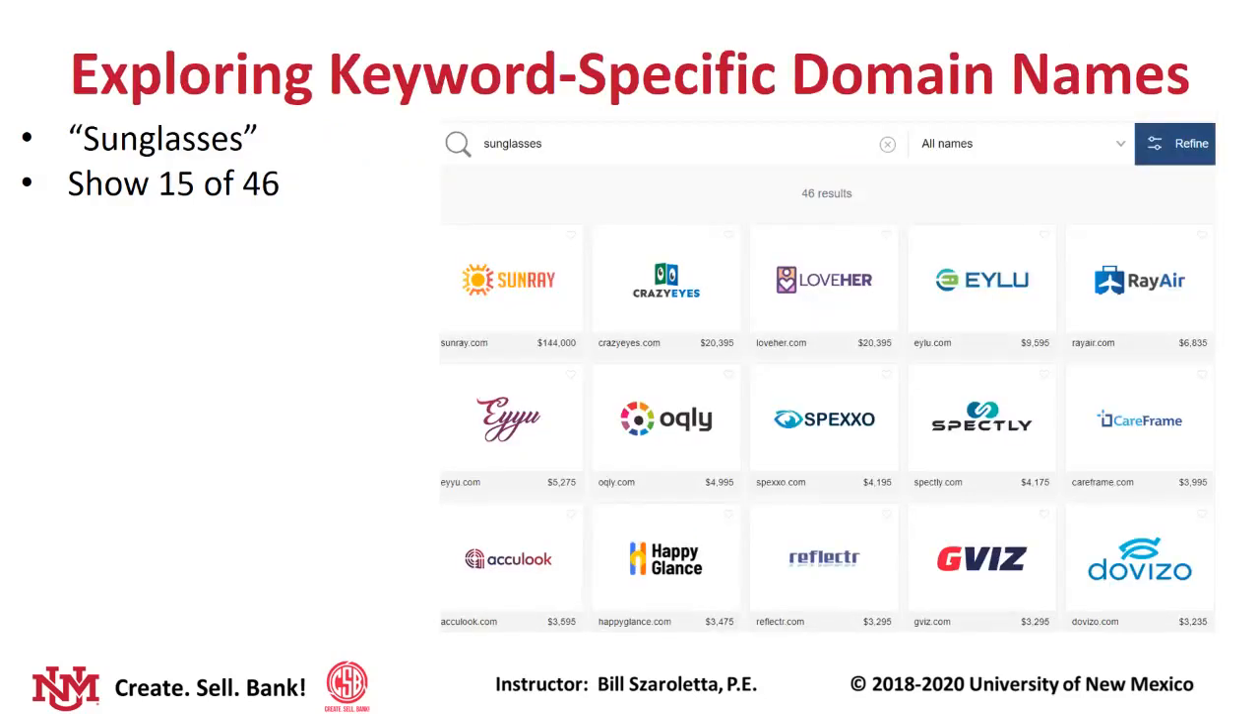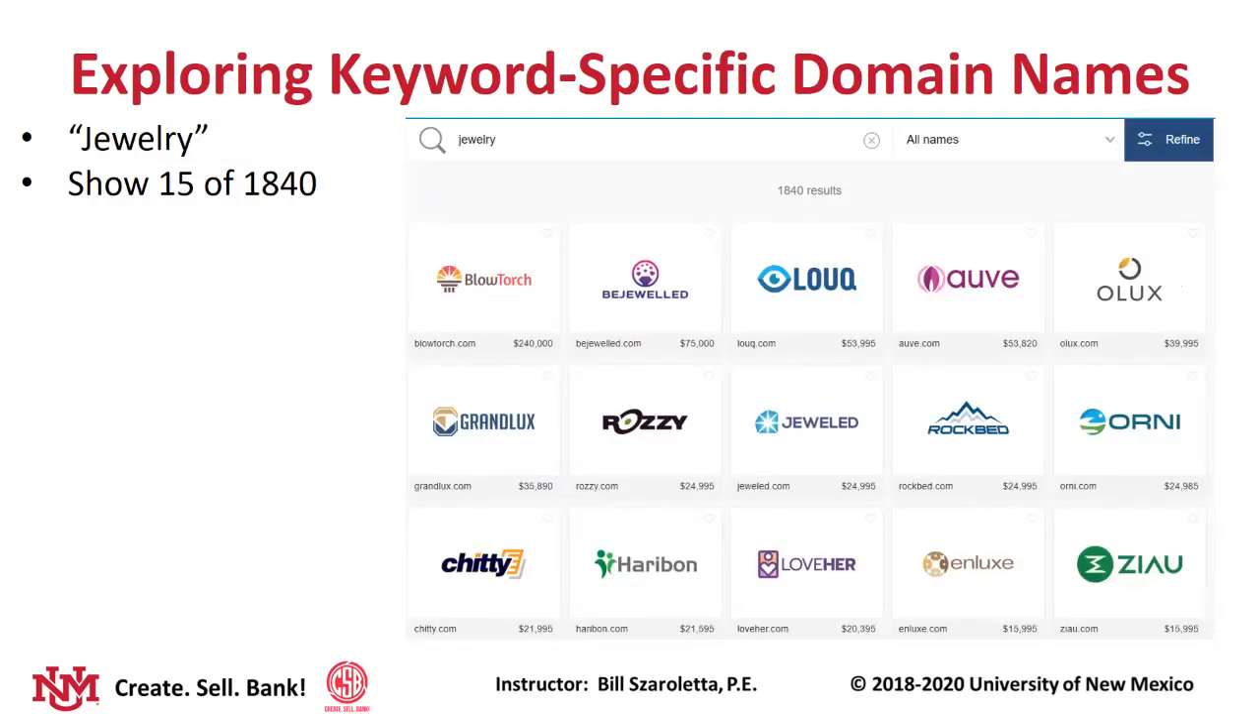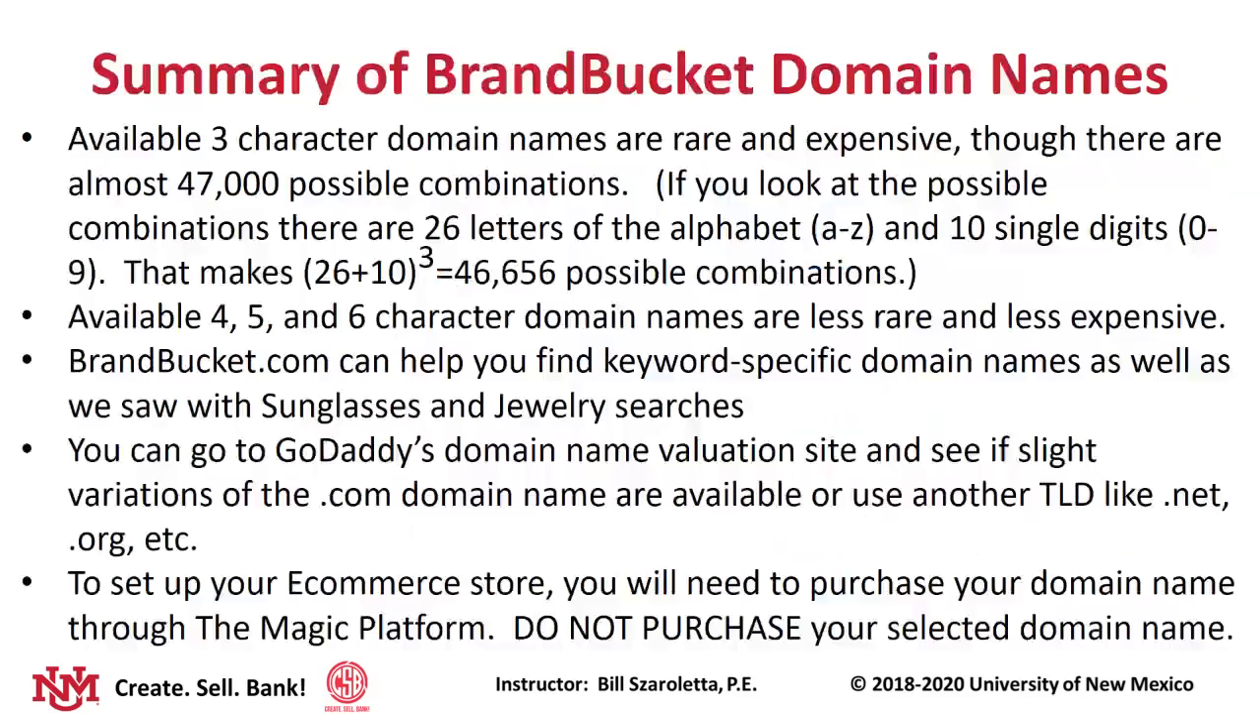So now you can type in sunglasses, and they have 46 that are very similar to that. We can type in jewelry, and we'll get 1,840. And you can get ideas from here as far as what you can do. I don't want you to purchase any domain names yet, but let's look at some of the math.